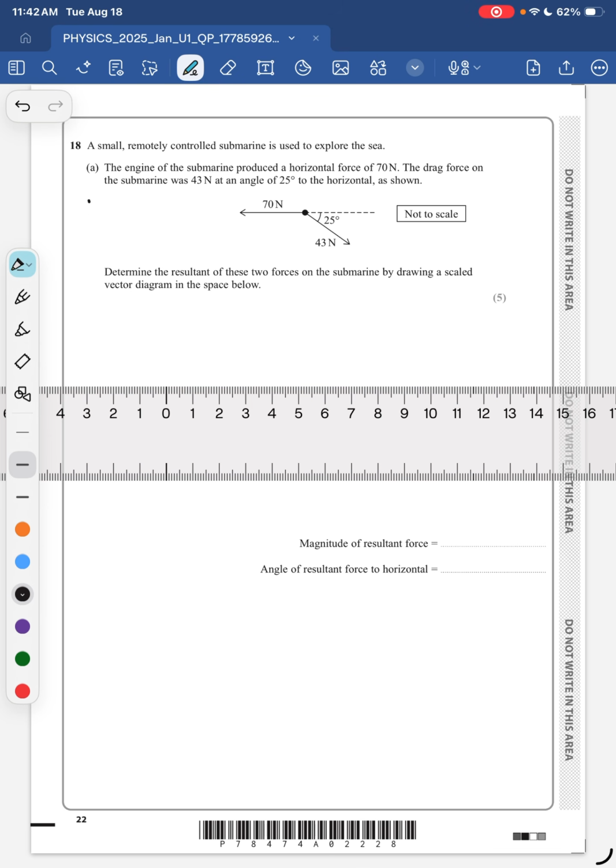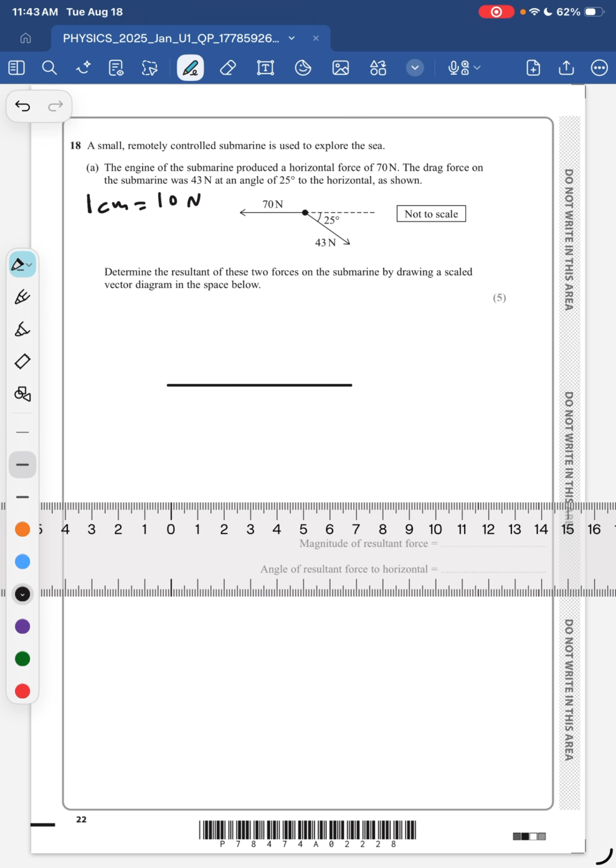So 1 centimeter denotes 10 newtons. Okay, so let's start from 0. So 70 newtons, okay, good. So that's the force from the engine, so 70 newtons. And then 43 newtons have to be 4.3 centimeters.